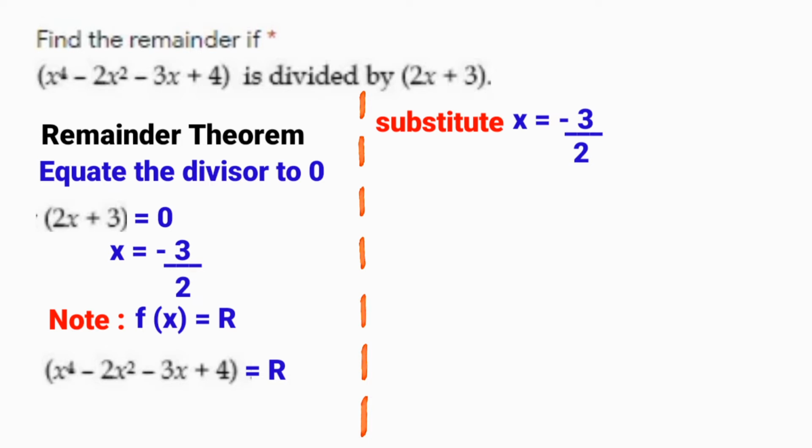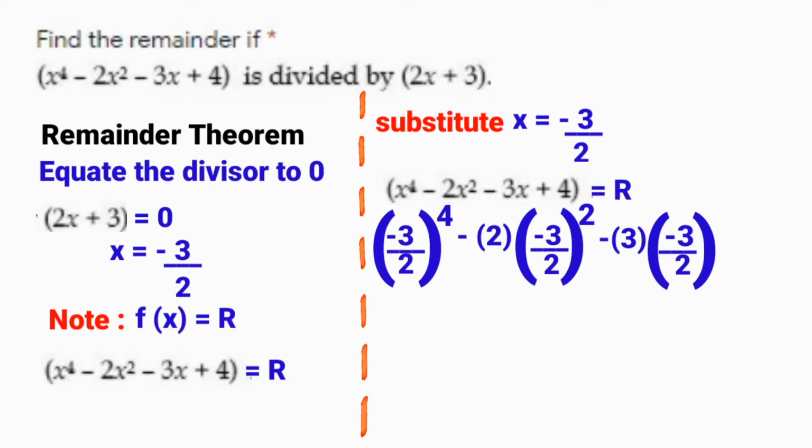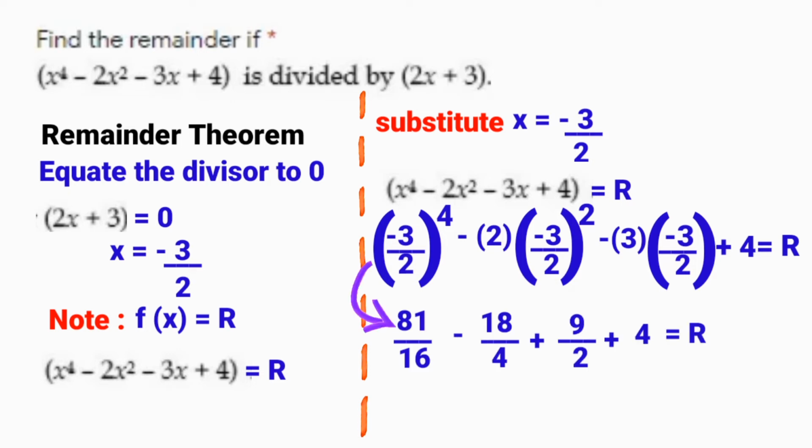Substitute the value of x to the equation. We will have negative 3 halves raised to the 4th power minus 2 times negative 3 halves squared minus 3 times negative 3 halves plus 4 is equal to r. Negative 3 halves raised to the 4th power is equal to 81 over 16. Negative 3 halves squared times negative 2 is equal to negative 18 over 4. Negative 3 halves times negative 3 is equal to 9 halves. Plus 4 is equal to r.